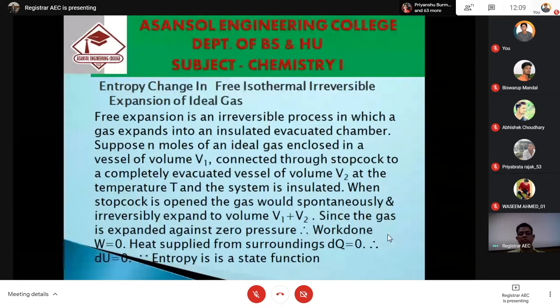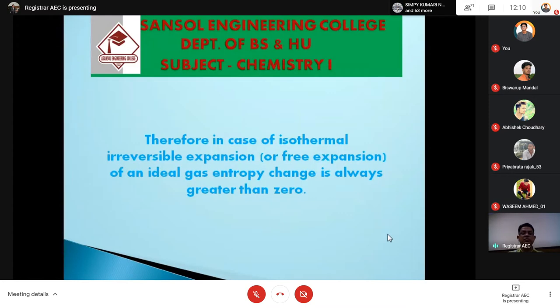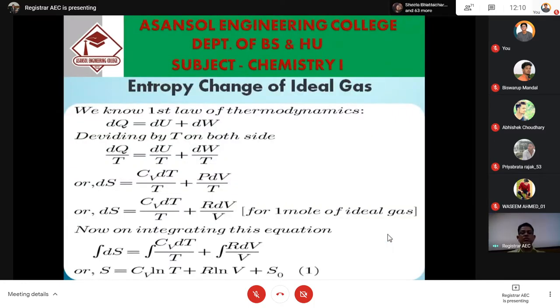Now we will calculate the entropy changes of the ideal gas. Last day we already started the entropy changes of an ideal gas in an isothermal process.